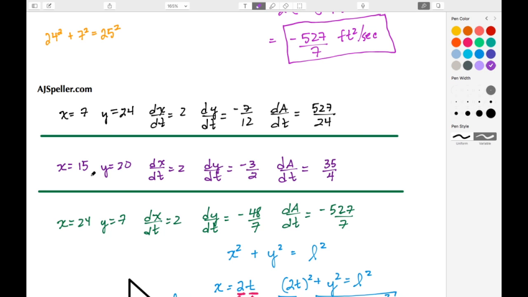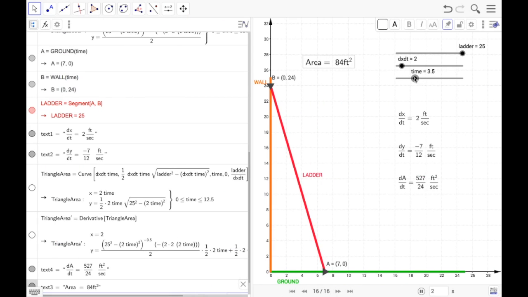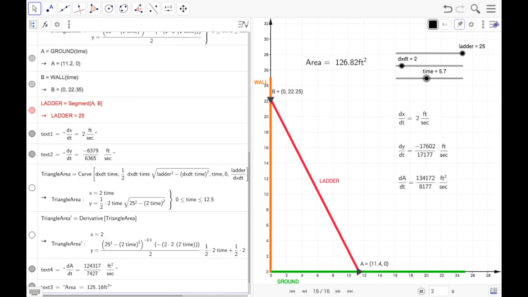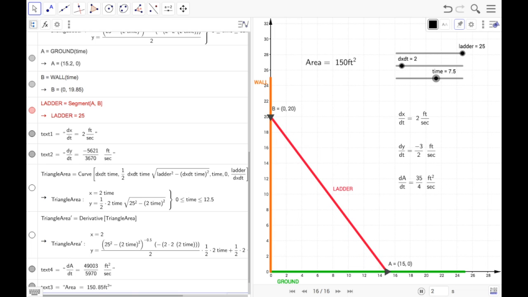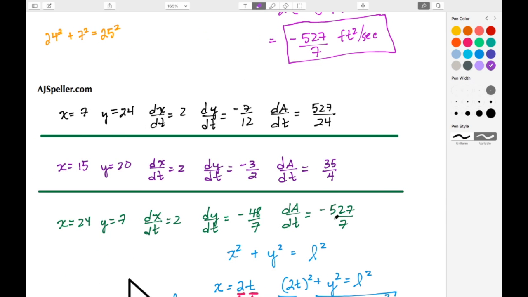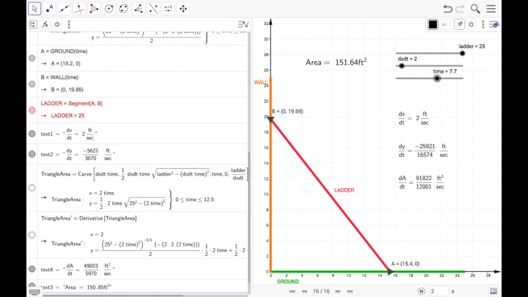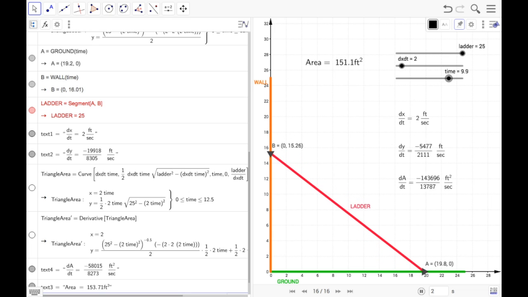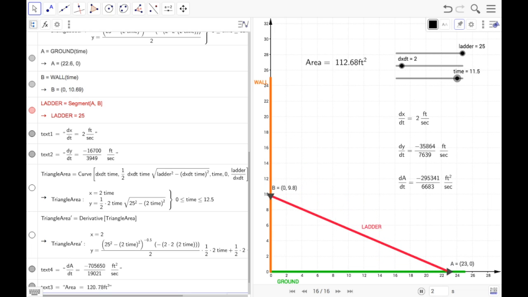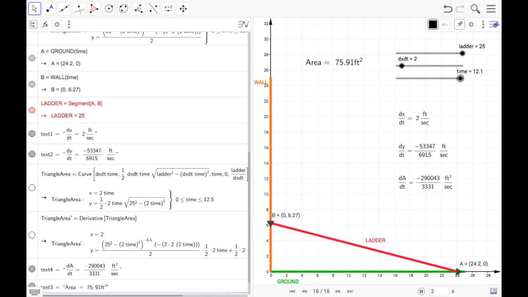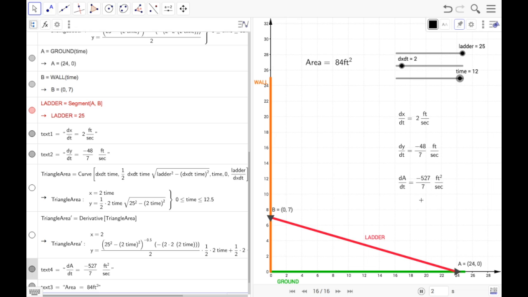Let's take a look at the next one, where x is 15, and we should have 35 fourths. So let's set x to 15. Here at 15, we have the 35 fourths, and the current area is 150. And then for the last one, we should have negative 27 over 7, and the x value should be at 24. So let's set x at 24. And we see we do have the negative 27/7 feet squared per second.